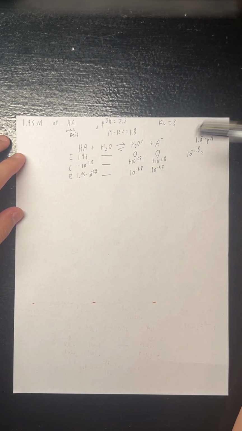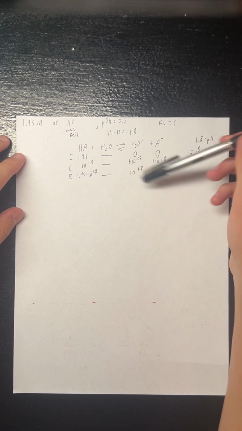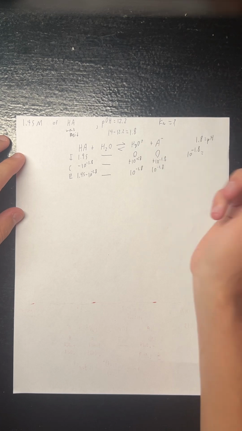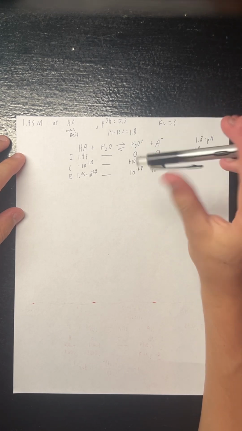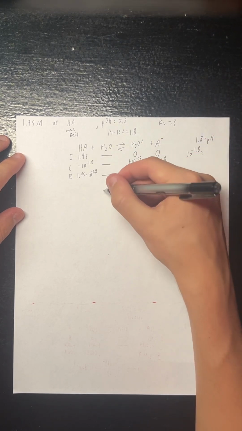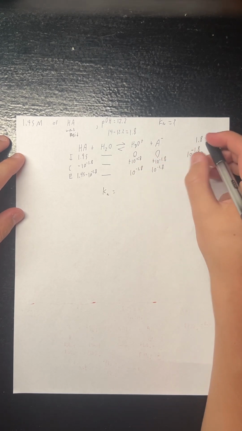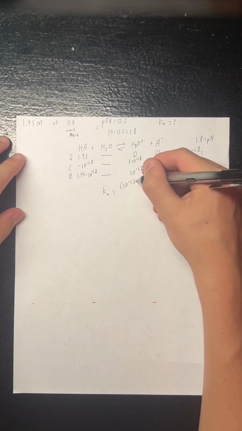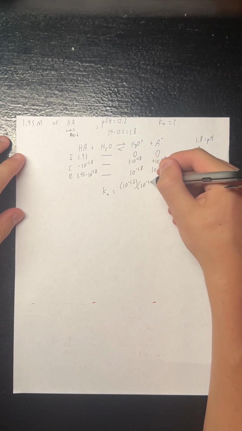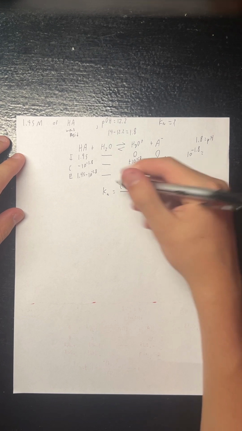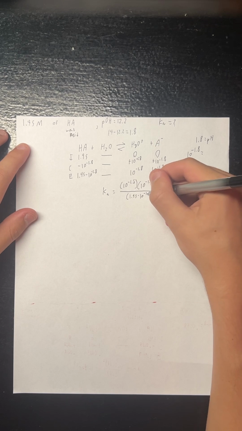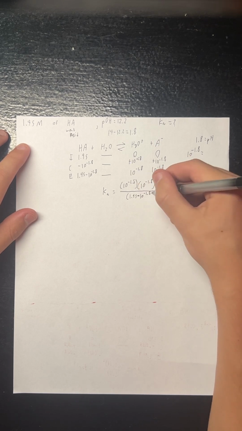Now, how do we usually solve for x when stuff is in an ICE table with x? We just do products over reactants. So we can set it up like that, but we don't know the Ka. And we can solve for that since we have all the values. So Ka equals products over reactants. So this is the same thing. So 10 to the negative 1.8 times 10 to the negative 1.8 over 1.45 minus 10 to the negative 1.8.